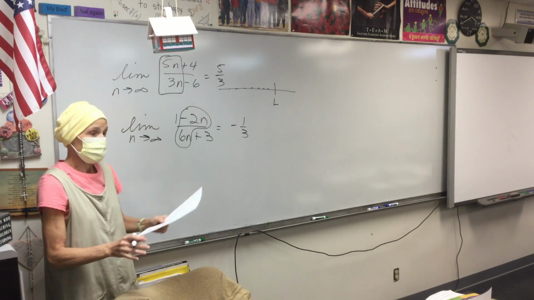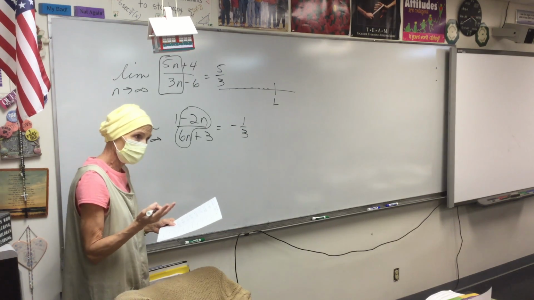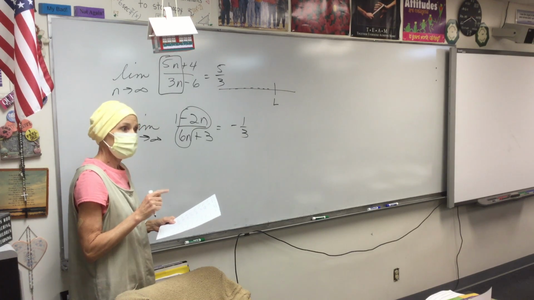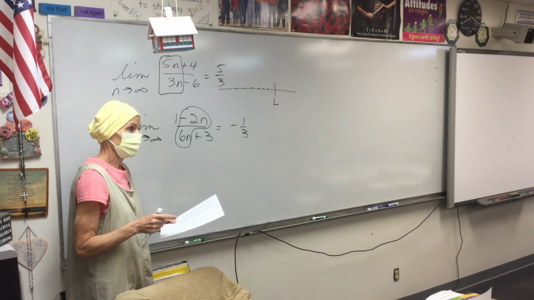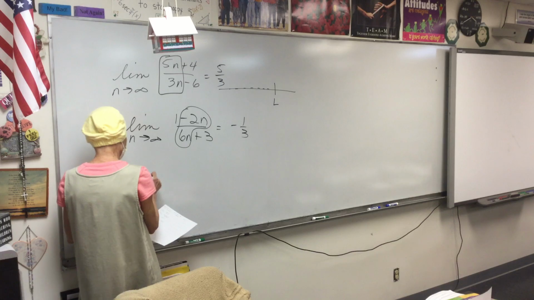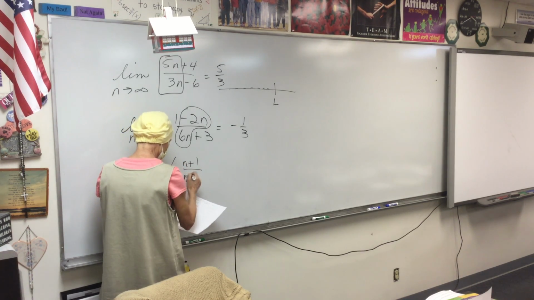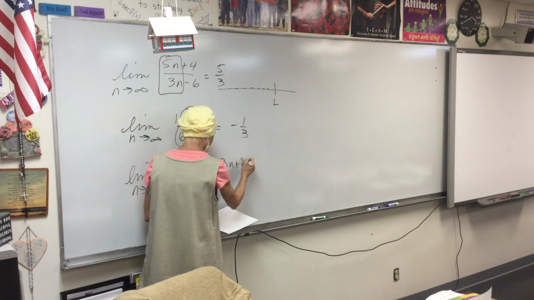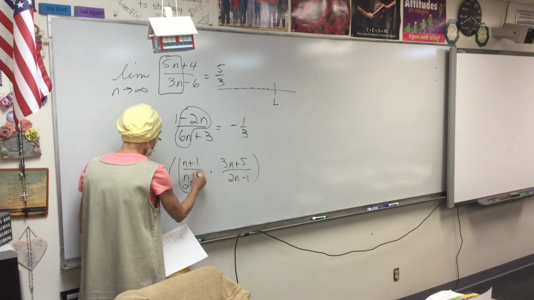Now, take a look at number 8, because it is exactly the same thing, except there are 2 of them. No big deal. We're going to find the limit of each one individually, and then we'll multiply them together. So what is the limit of the first expression? 1/2. Okay, so the limit of this one is 1/2.